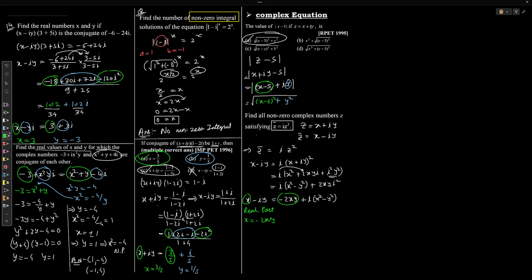You have to simplify. We'll get 2xy plus x is equal to 0. Take x common, we'll get x(2y plus 1) is equal to 0. That will give us x equal to 0 and y equal to minus 1 by 2. Got it? Any problem? Okay.